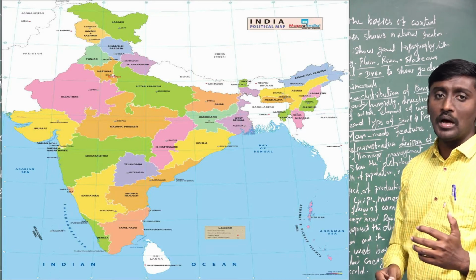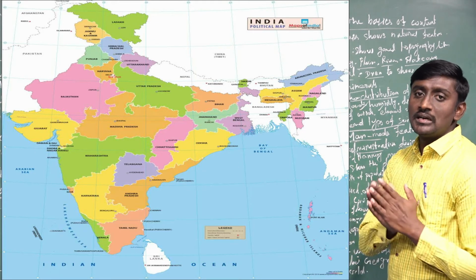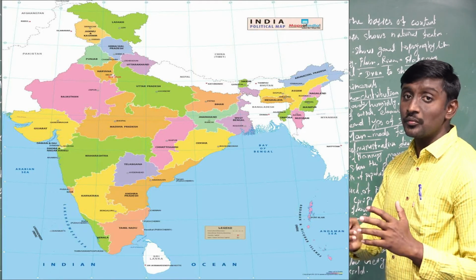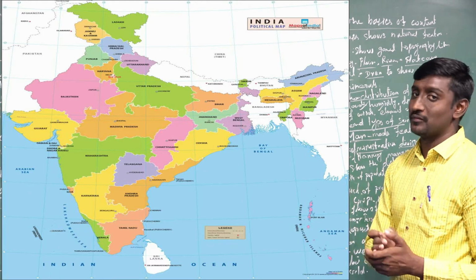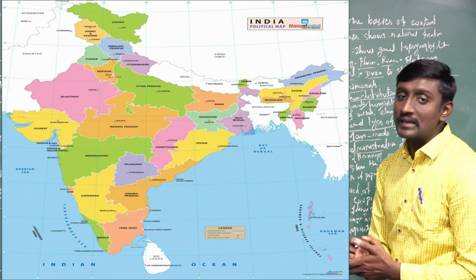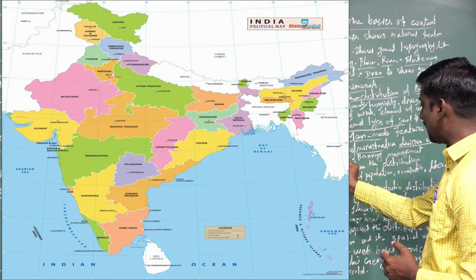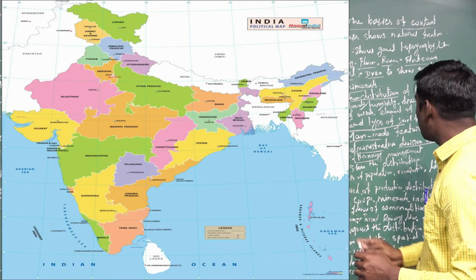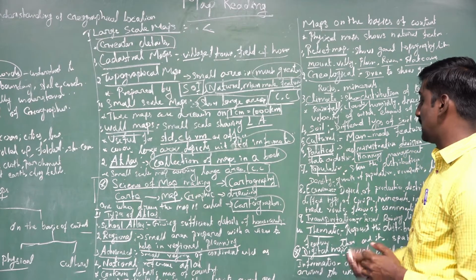For example, our nation India is divided into 30 states. The only reason is administration purpose. It is very easy to administer the whole country. This is the political map, with states and districts, for planning and management of the places.